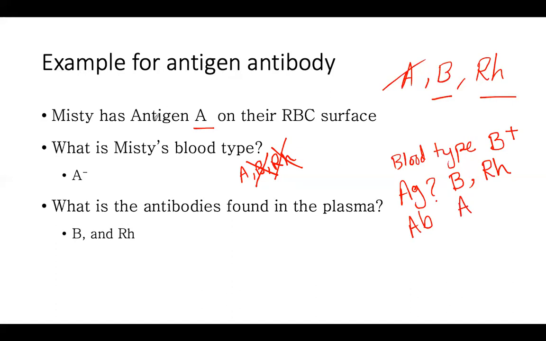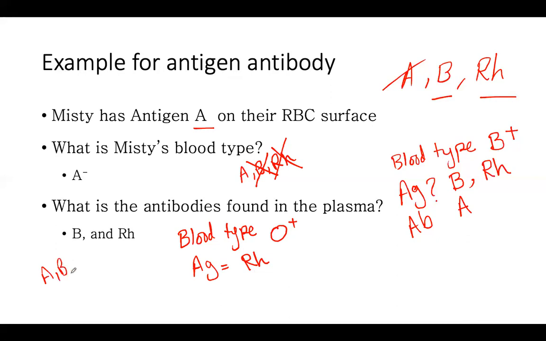Just giving you another example, I want to make sure you guys are comfortable with this. Let's say I told you that your blood type is O positive, and I ask you, tell me your antigen. Again, O means you have neither A nor B. However, because you have this plus sign right here, it means you do have Rh as your antigen.